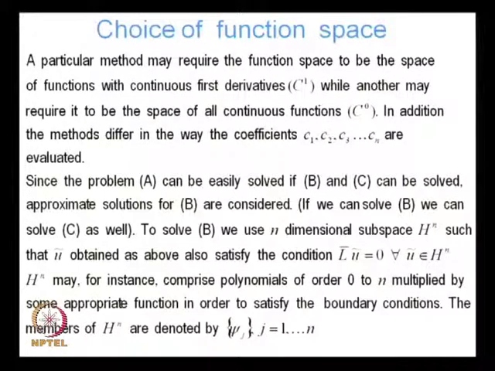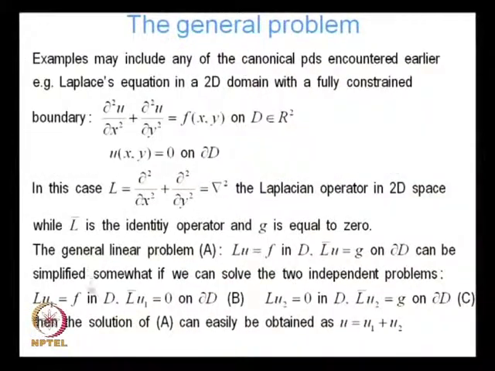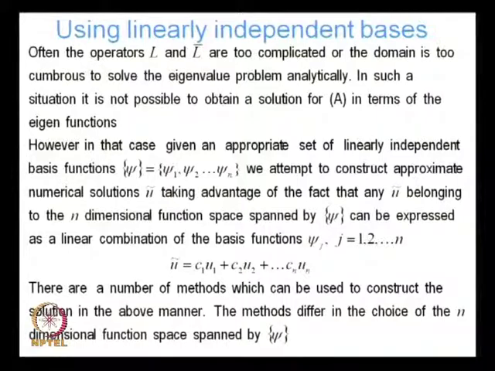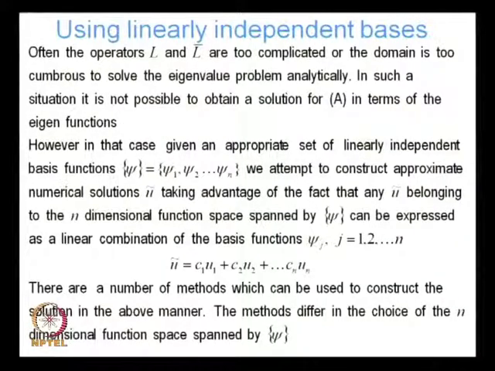Since the problem A can be easily solved if B and C can be solved, we will consider approximate solutions to the problem B. If we can solve B, we can easily solve C as well. So, we will only consider solutions of B. The same methods can be used to solve C, and once we have solved B and C, we can construct solutions to A. To solve B, we use the n dimensional function space Hn such that U tilde obtained as above also satisfies the condition.